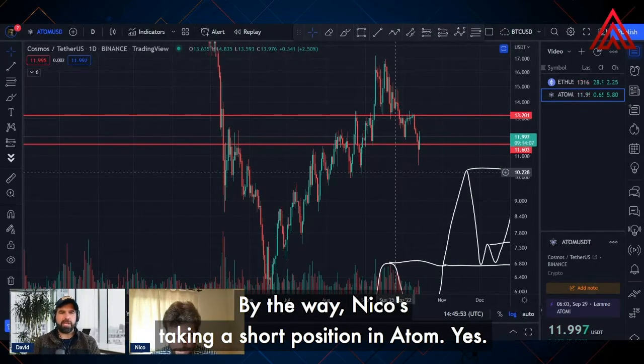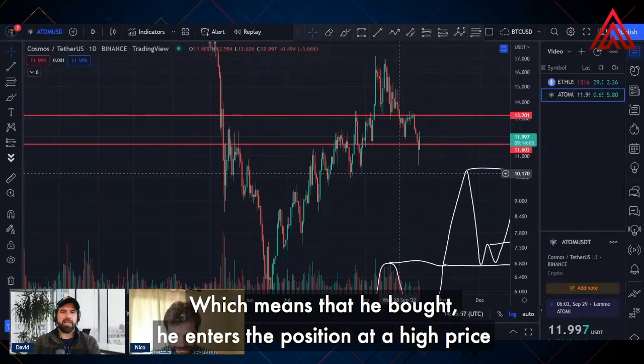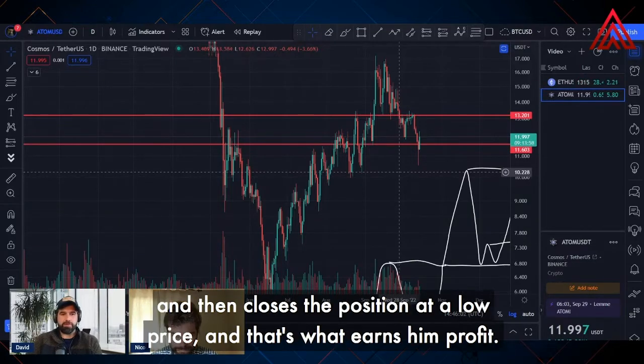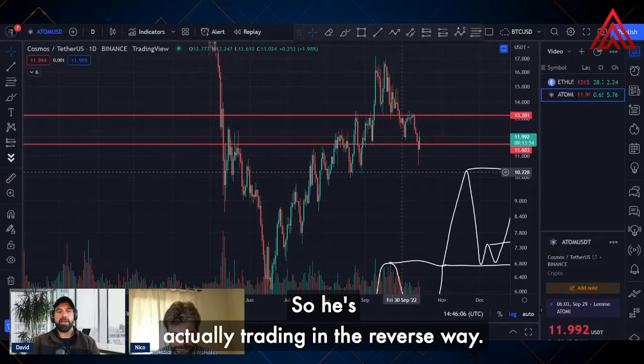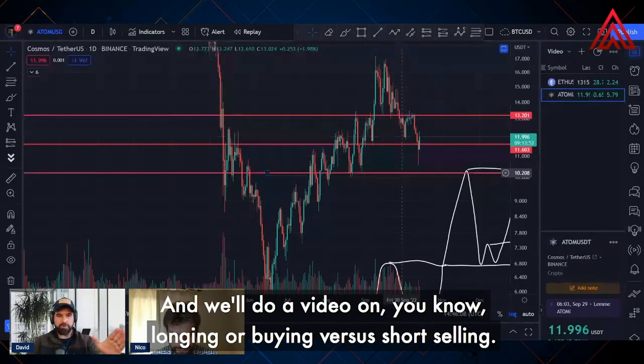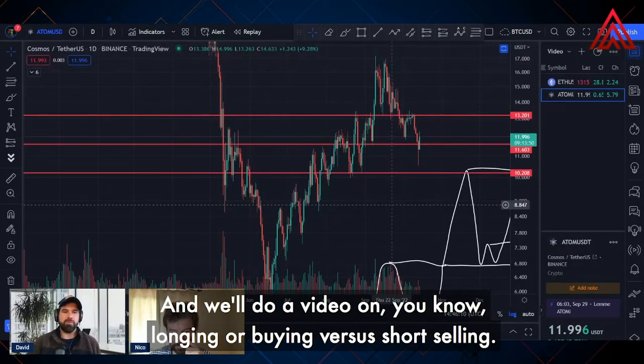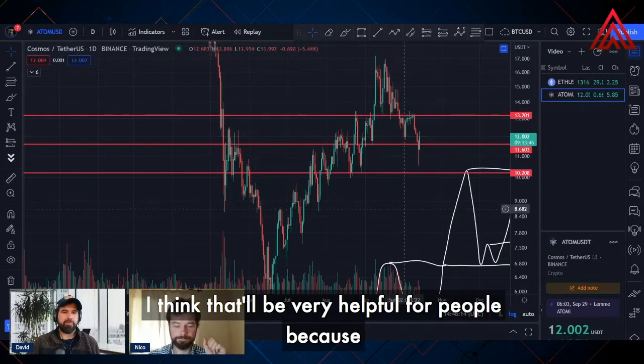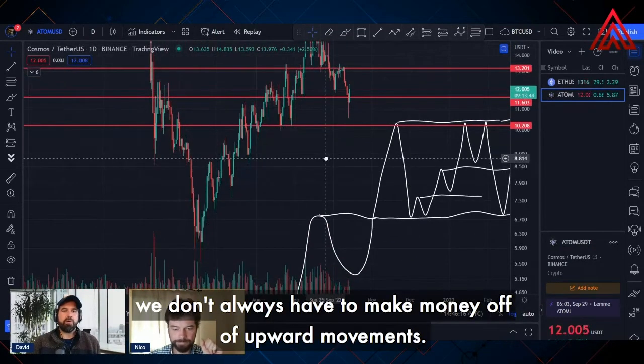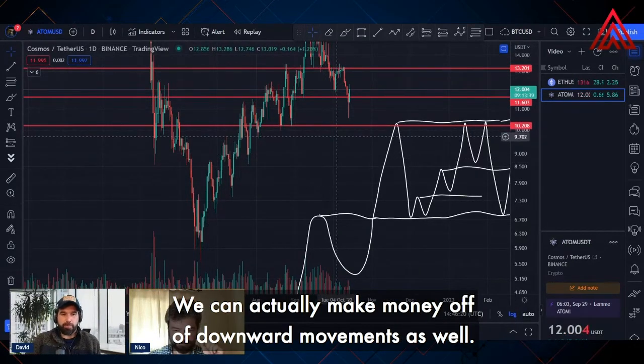By the way, Nico's taking a short position in Atom, which means that he enters the position at a high price and then closes the position at a low price, and that's what earns him profit. So he's actually trading in the reverse way. And we'll do a video on longing or buying versus short selling. I think that'll be very helpful for people, because we don't always have to make money off of upward movements. We can actually make money off of downward movements as well.